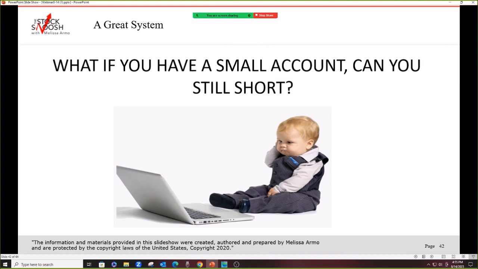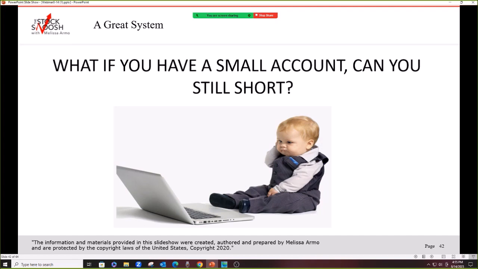Anyways, what if you have a small account? Can you still short? Yes, you can buy a put. You can open up an options account with $2,000 and buy a put. I would not risk more than $500. I would risk like $200, $250 if you have $2,000 or $2,500 in an account, something like that.